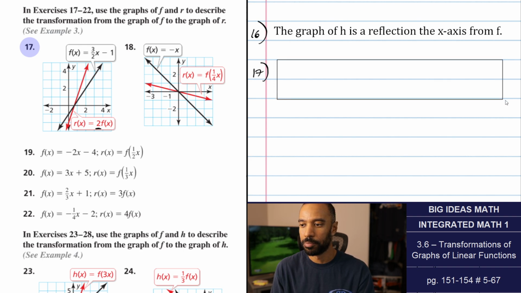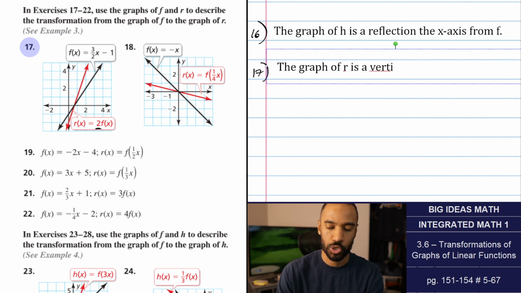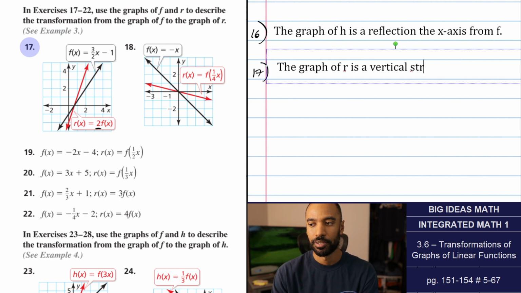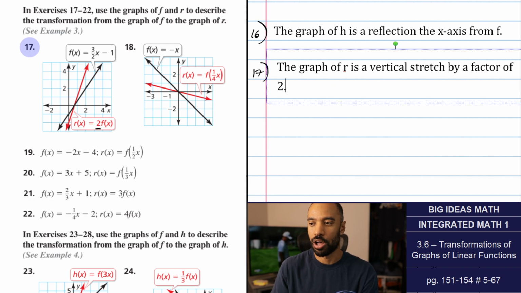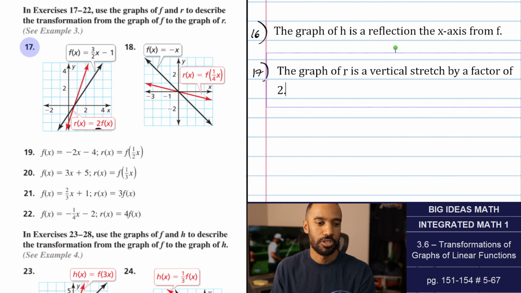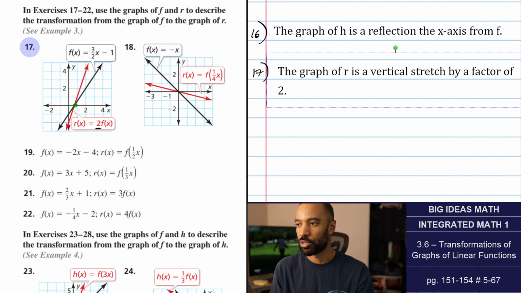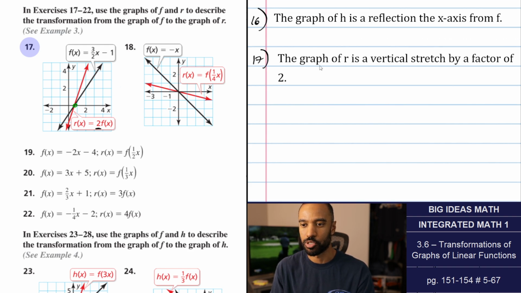The graph of R is a vertical stretch from F by a factor of 2. Everything is twice as tall as it was before. That includes 0. 0 is twice as tall as it was before. Guess what that means? The x-intercept is still where it was before. It's still the value of x when y equals 0. 0 times 2 is still 0. From F.